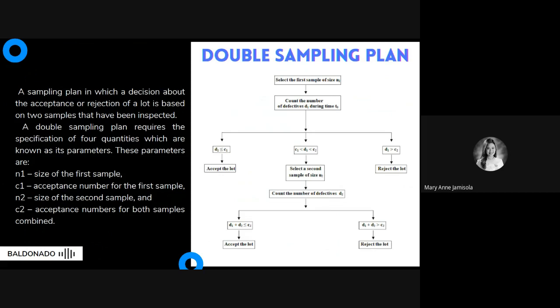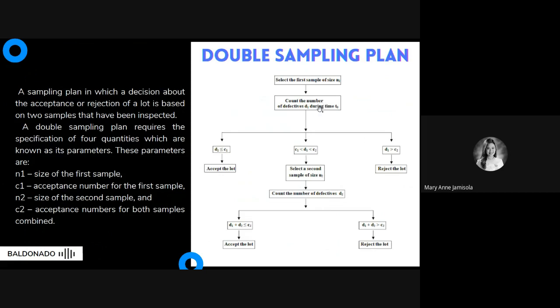If the first sample fails and actual defects are greater than C2, then the lot is rejected. If the first sample fails, but C1 is less than the actual defects, and the actual defects is also less than C2, the second sample is taken and judged on the combined number of defectives found.